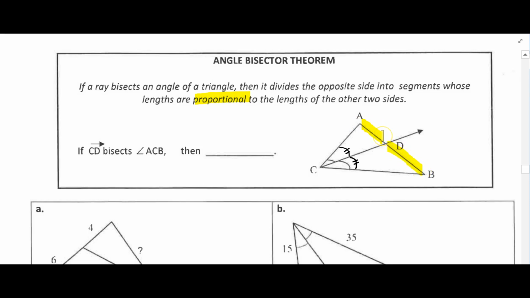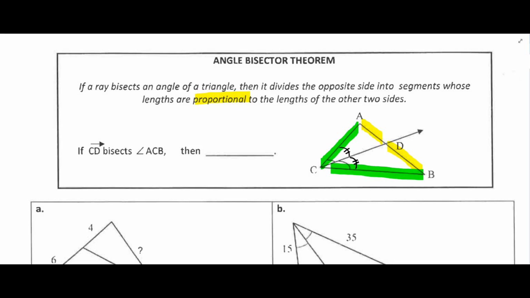So in this case, we get AD and DB. Now, the other two sides of the triangle that they're talking about are CA and CB. So what this theorem says is that these two pieces, these two yellow pieces, are proportional to the two green pieces. So there's a couple of different ways we could write this.